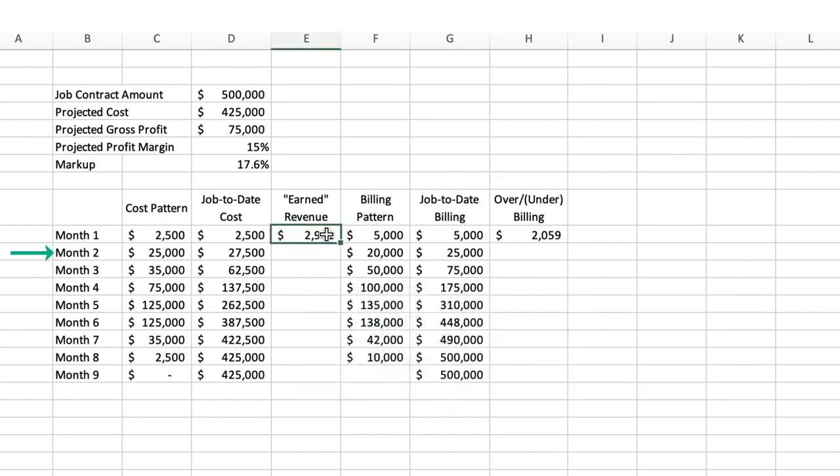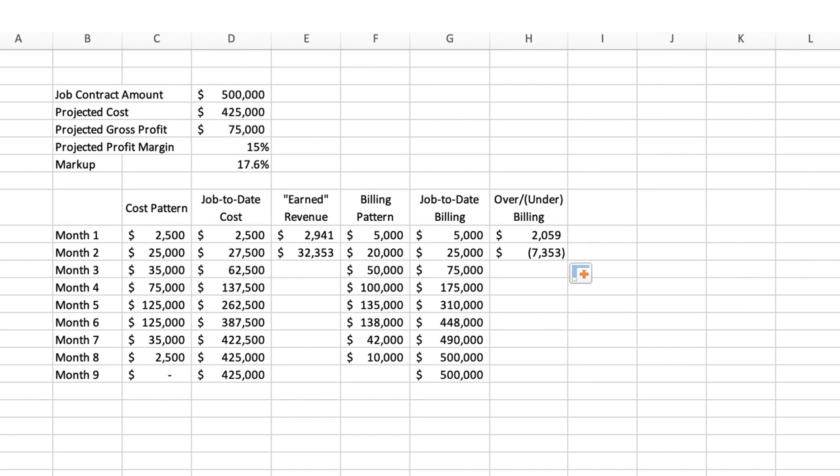The costs have increased $25,000. So the job to date costs are now $27,500. Again, we apply the effective markup of 17.6% to calculate the earned revenue. So the job to date revenue that has been earned is now $32,353. If we bill the customer $20,000 this month, our job-to-date billings become $25,000. This amount is compared to the earned revenue of $32,353, and we see a difference of $7,353.